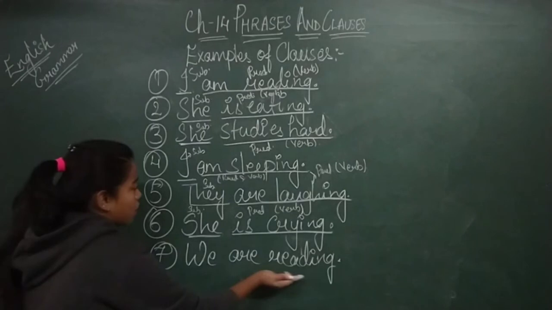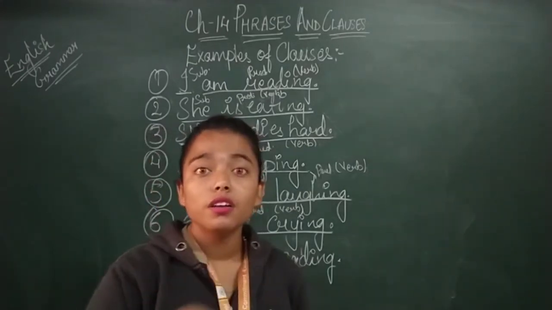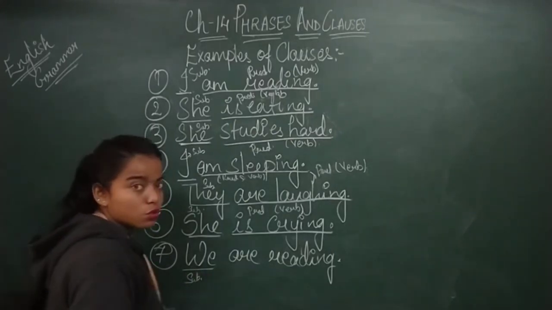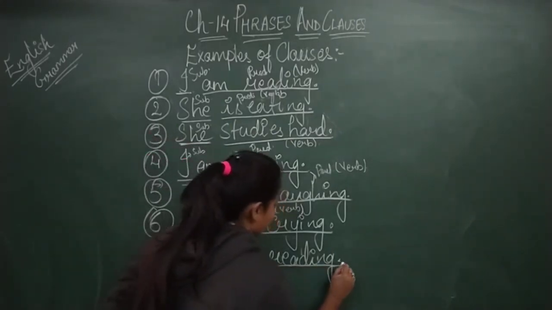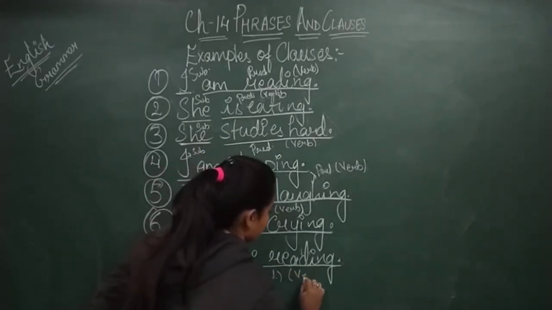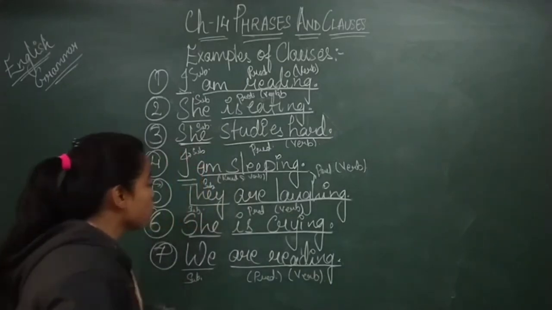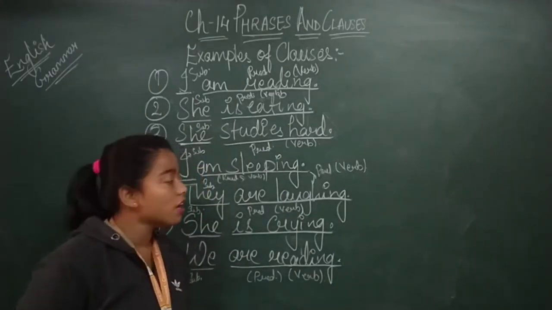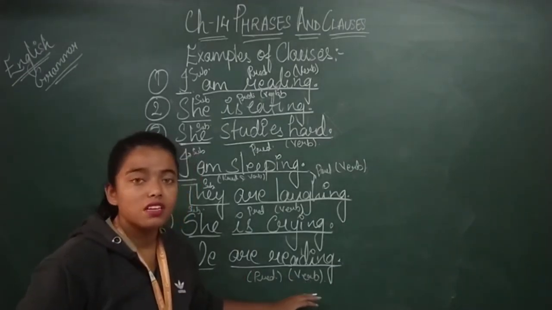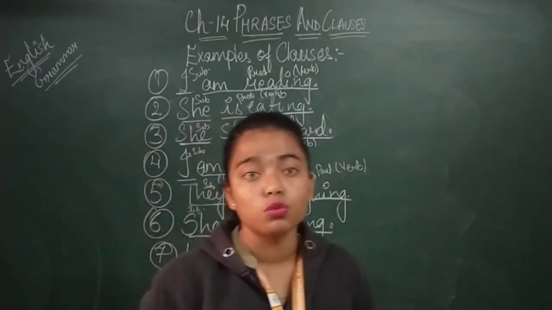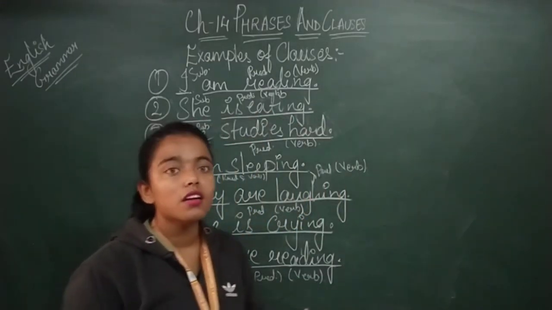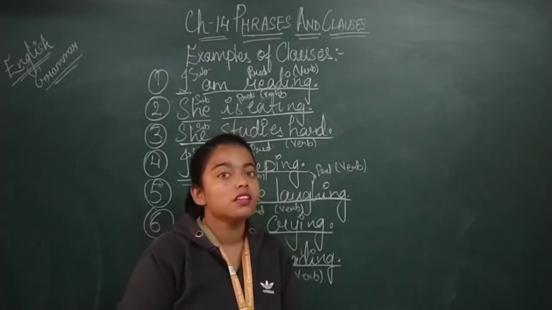Right? We are reading. Again, we is my subject, students, and are reading is my predicate and the verb. So here, we are reading again has its own subject and own predicate. A sentence that has its own subject and predicate, or a sentence itself, is known as a clause.